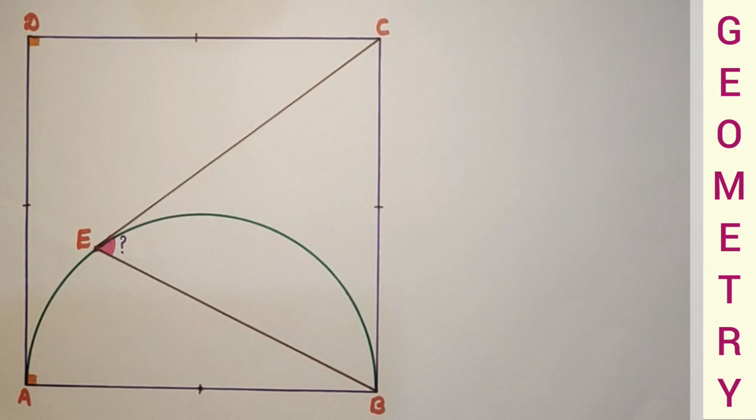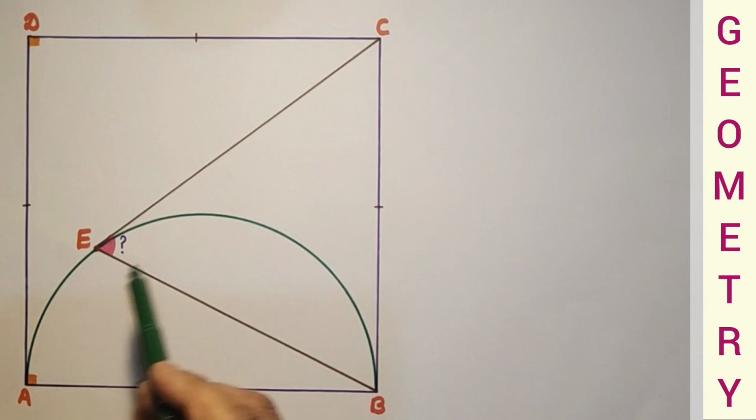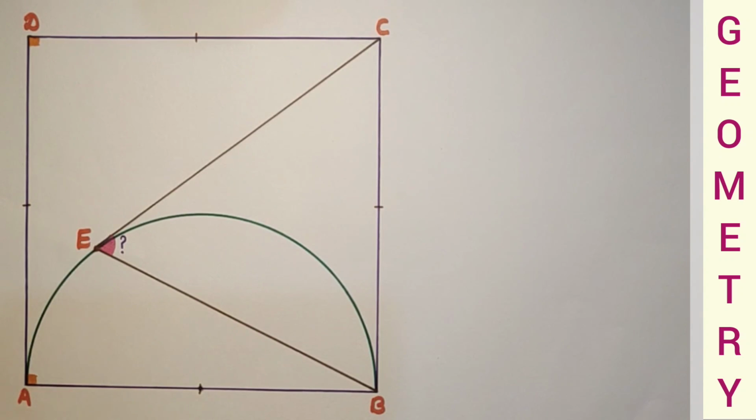In this problem we are given ABCD is a square and this semicircle is drawn whose diameter is AB. This is the center, the midpoint of the side AB, and this C touches this semicircle at point E. BE is joined. So we have to find the value of the angle CEB.